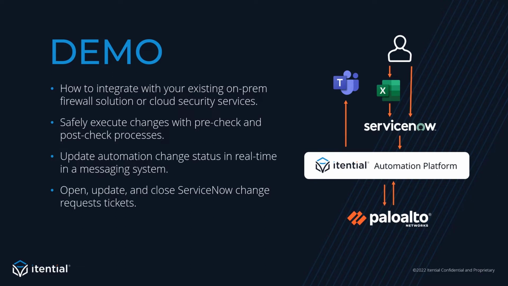So for today, we're going to cover some of these topics in a relatively short demo. We're going to talk about how you can integrate your on-prem firewall solution or cloud security services with Itential, how you can safely execute changes, how you can update automation change status in real time in a messaging system, and even open and close ServiceNow requested items and tickets and that sort of thing. And we'll have two specific demos that we'll cover. So I'm just going to share my screen now.